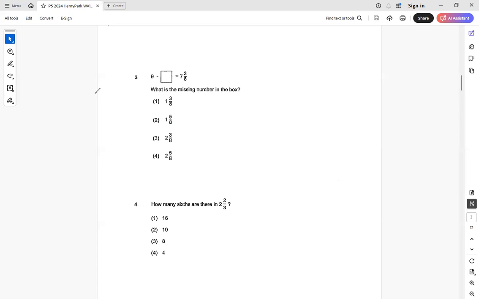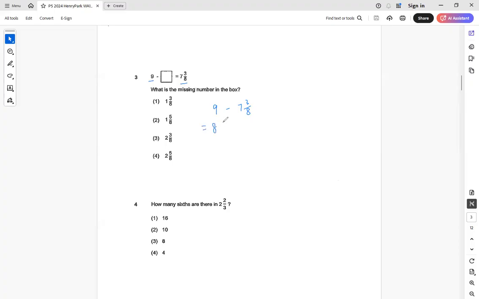Question 3, we have 9 minus this missing number equals to 7 whole 3 over 8. So they want to find what's the missing number in the box. So for this one, we want to find the missing number. We have 9, we just minus the 7, 3 over 8. All right, so let me write down 9 minus 7, 3 over 8. You convert 9 into a mixed number as well.